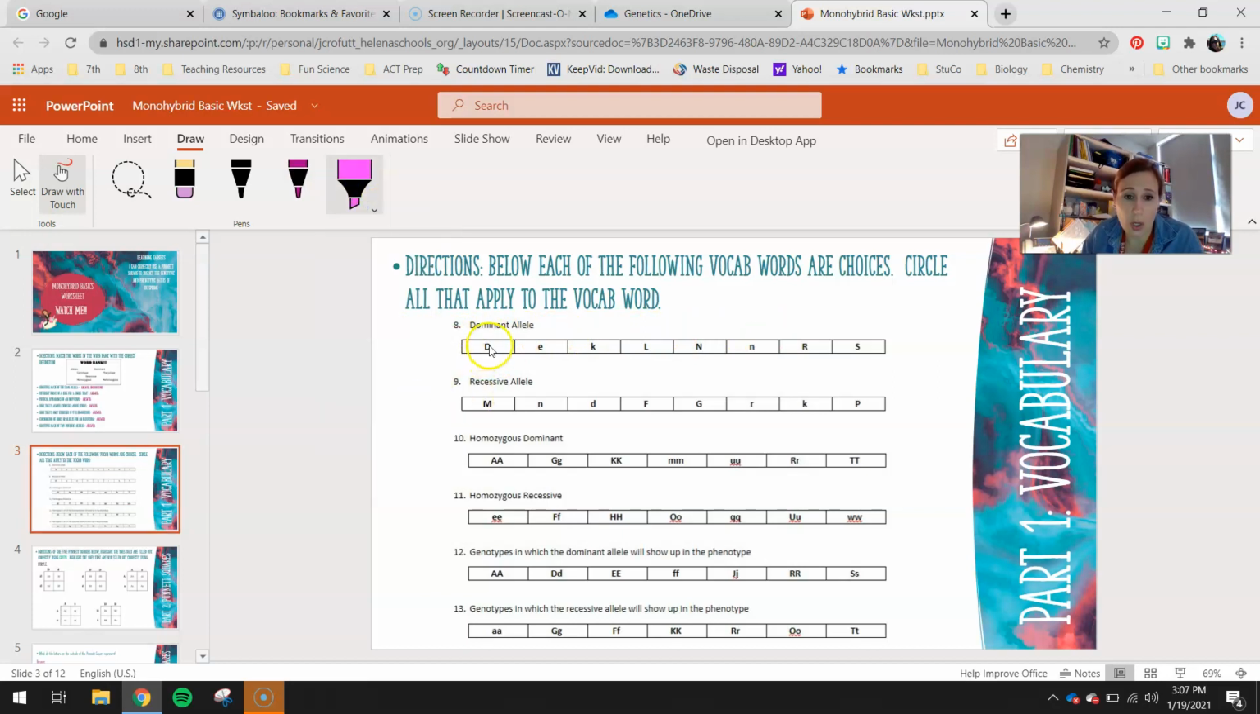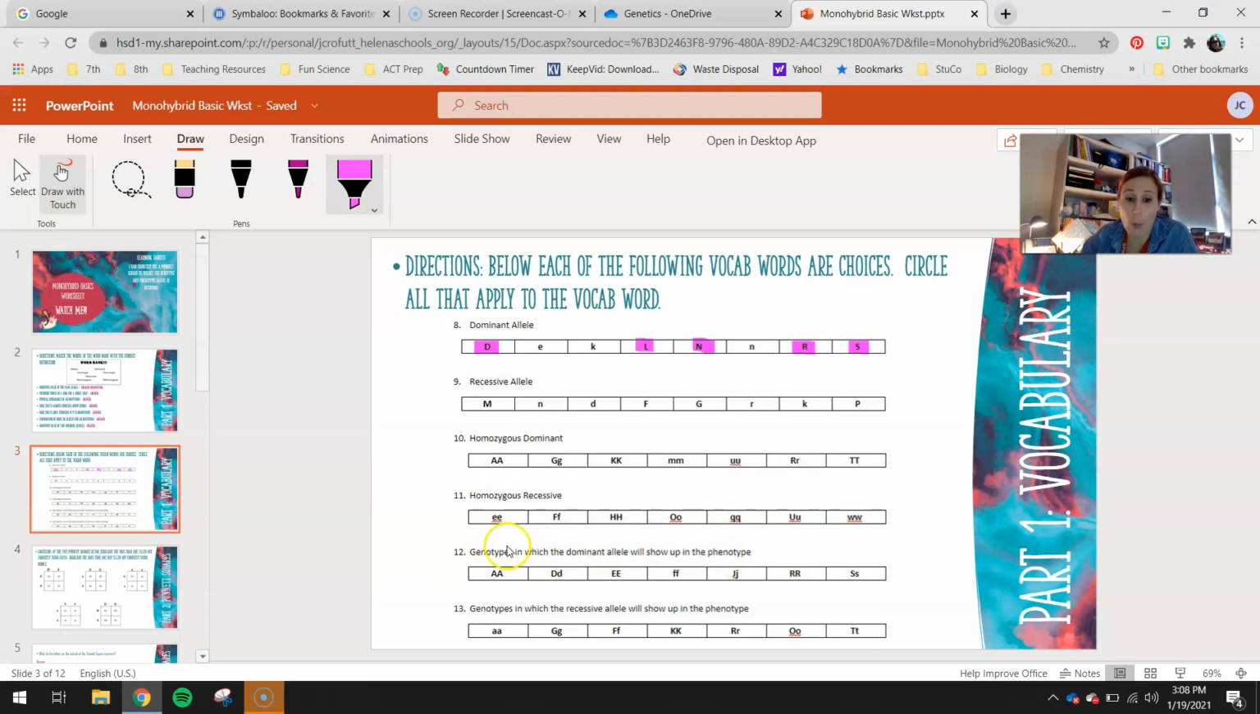Okay. So dominant is uppercase letter. So anything that is an uppercase letter, we would highlight. So we've got big D, big L, big N, big R, and big S. Okay. Let's look at some of these maybe down here. So genotypes in which the dominant allele will show up in the phenotype.